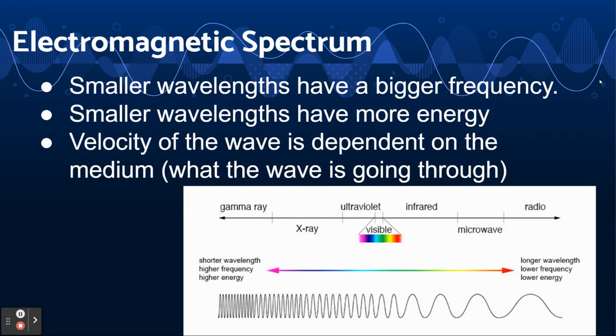So smaller wavelengths have a bigger frequency, smaller wavelengths have more energy, and the velocity of the wave is actually dependent on the medium, or what the wave is going through. So light or electromagnetic waves will go through the air faster than they might go through glass. And this is why we're able to get light waves to curve, because it'll go from one material to another.